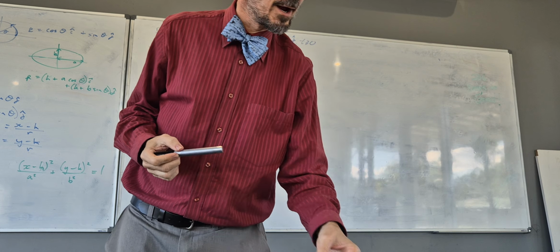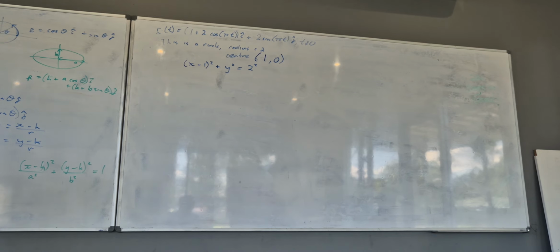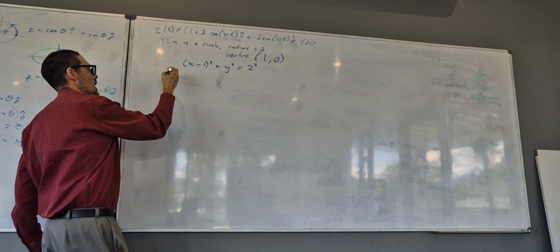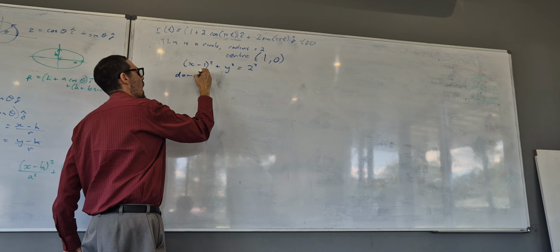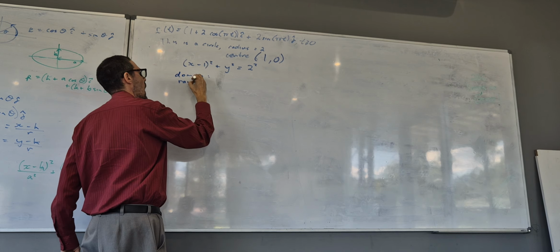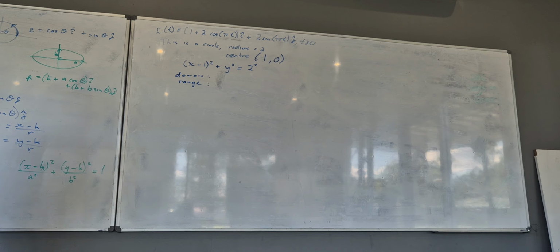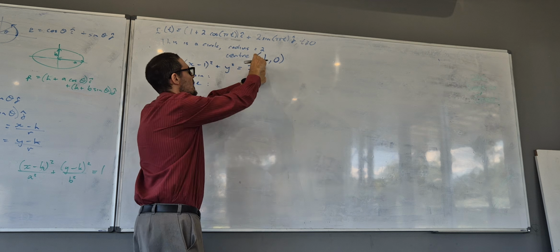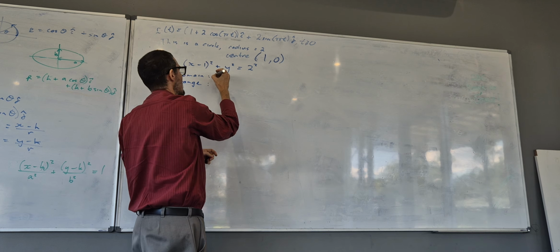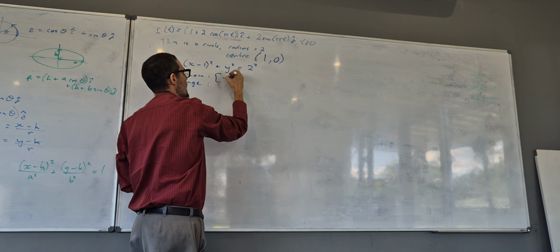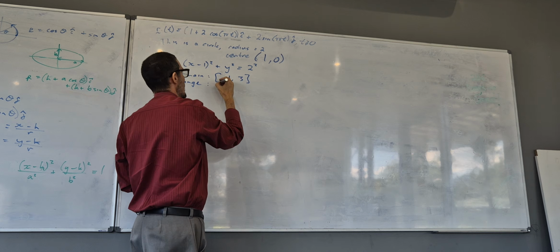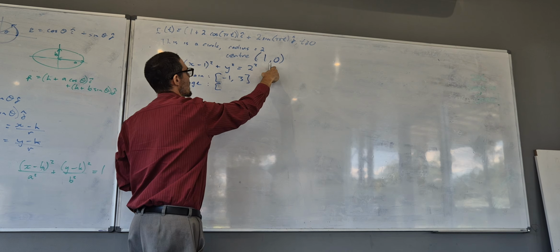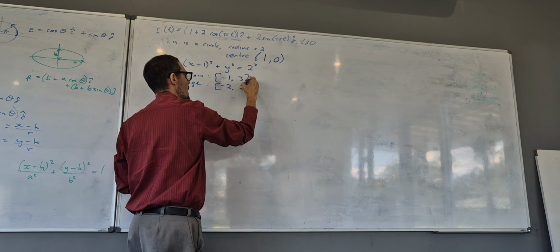What is the domain and range? Well, it's a circle. So it's going from this point, 2 left and 2 right, -1 to 3, and the range is going from -2 to 2. Sketch it.